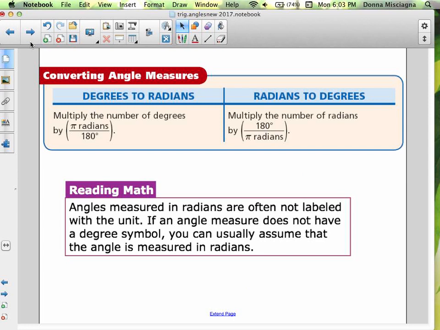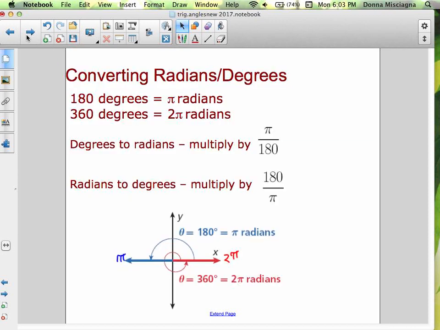Angles measured in radians, by the way, are often not labeled with the unit. If an angle measure does not have a degree symbol, you can usually assume that the angle is measured in radians. And we are going to be primarily working with radians, especially as we graph. As we graph trig functions, it's just going to be radians. All right, so converting radians to degrees.